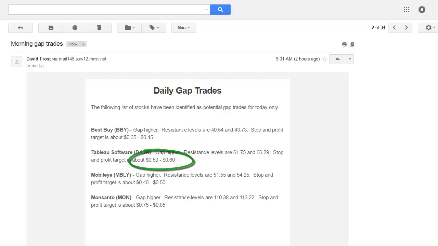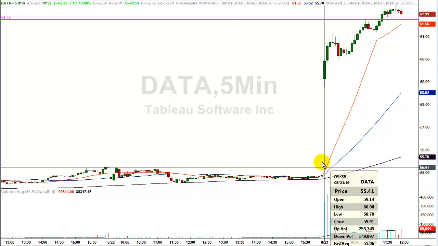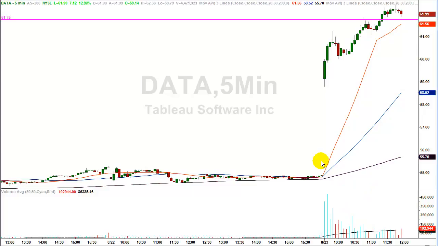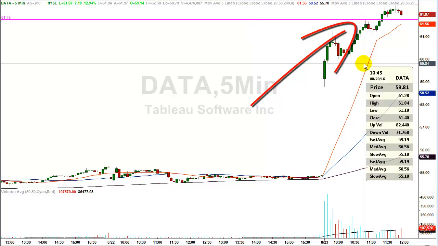So let's take a look exactly what happened to Tableau. So here I've taken it down to a 5-minute chart, and you can see down in this area here, the stock closed yesterday at $54.88. The stock gapped higher at the open today, opening up here, continuing to trade throughout the morning higher until it hit the level. You can see my trend line that I've drawn on the chart, $61.75. As soon as it came into $61.75, it traded as high as $61.84, well within the stop loss limitation I specified in the email that went out to subscribers.